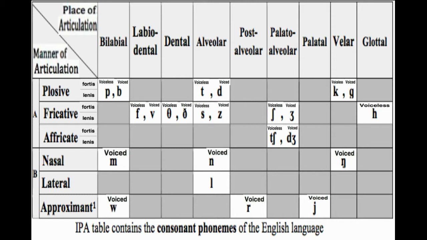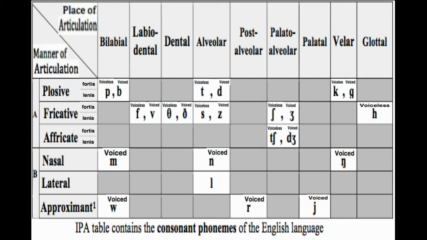Then vertically we get the different manners of articulation. For plosives we get p and b, t and d, k and g. Fricatives we have f and v, th and the, s and z, sh and j, and h. Affricates we get only two consonants, which are ch and j. All those consonants, plosives, fricatives, and affricates, are categorized as A, in which they are the consonants that are produced with a high degree of obstruction, and they are called in phonetics obstruents.